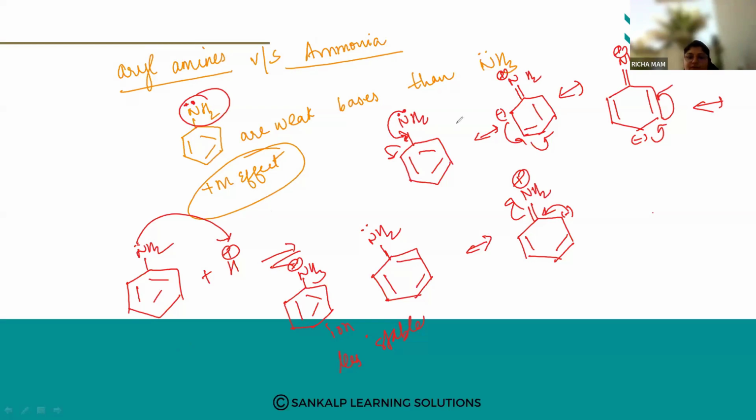So this was the first property. The first chemical property is the basic nature or basic character of amines. We have seen it both for alkyl amines as well as aryl amines. Now we will see the next chemical reaction. First we will see alkylation. Amines undergo alkylation reaction.